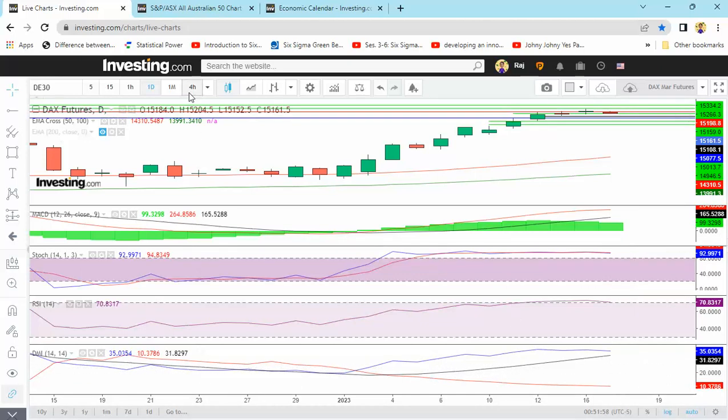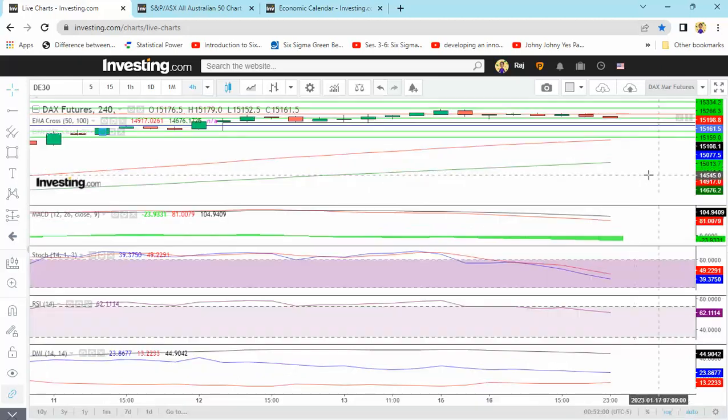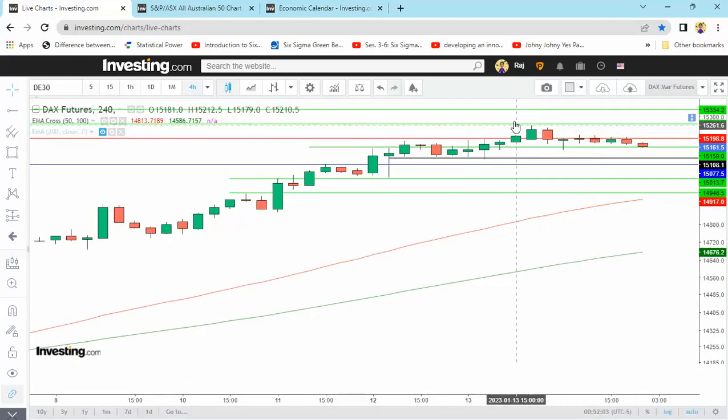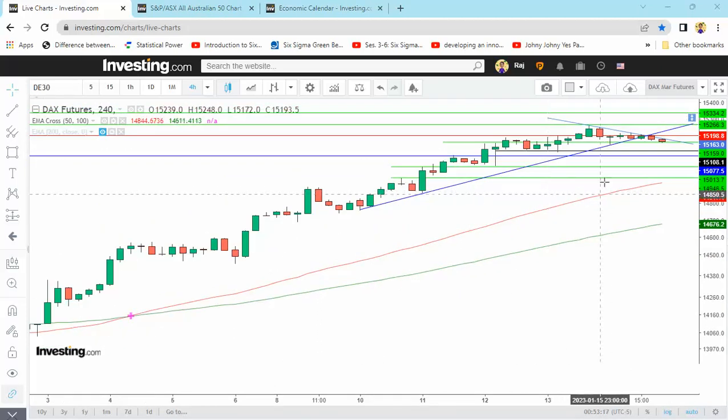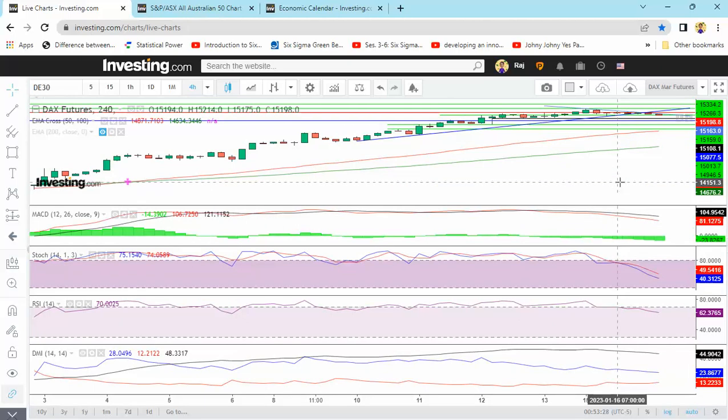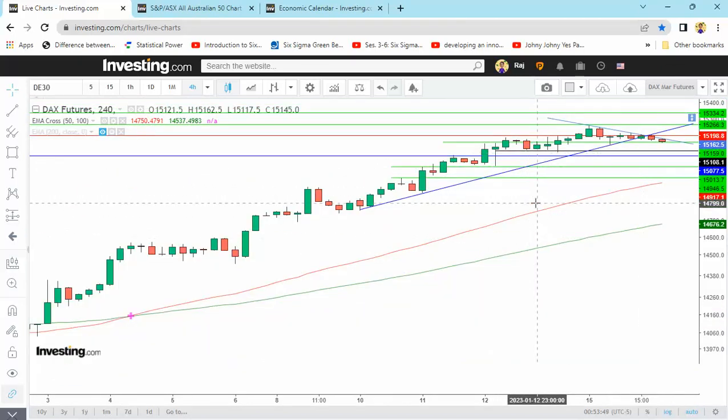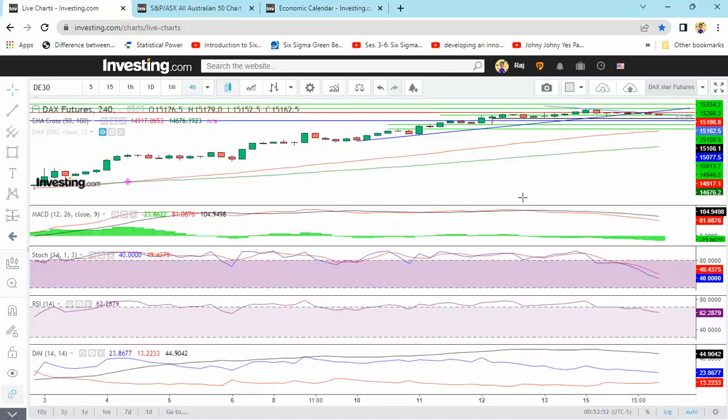Now on the 4-hour chart, if you see the candles, this is on a downward slope. So I'm expecting some retracements here, but it has beautiful supports all over. So even if you take a trade, you don't get much room. The risk reward is very bad. It's not very attractive here, because it has a lot of resistance and supports.